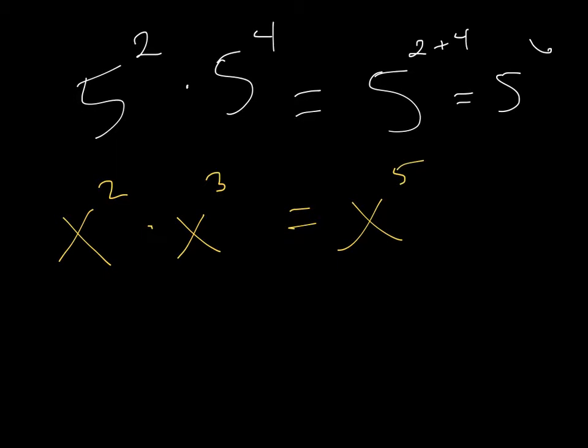A common error is to multiply these exponents and get x to the 6th, right? Because you see this multiplication symbol and you think, oh, I'm multiplying. But when you're multiplying the same base, you add the exponents. Okay, now you try these 3 problems and see what you get. Just remember, this only works when you add the exponents. This works when the bases are the same, okay?